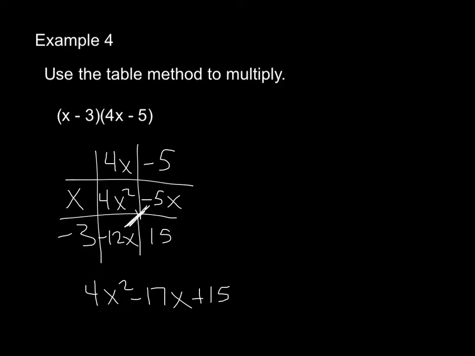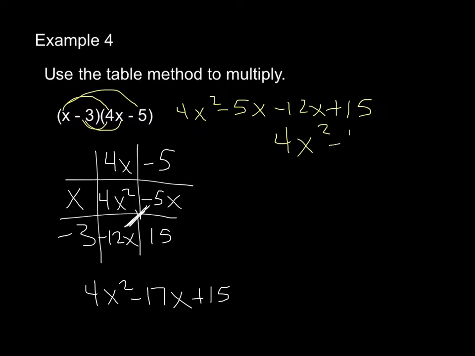If I check that using the distributive property, I still have my 4x squared. Here's my minus 5x. There's my minus 12x. And there's my plus 15, so that you can see we're coming out with the same terms and the same expression no matter which method we use. Okay?